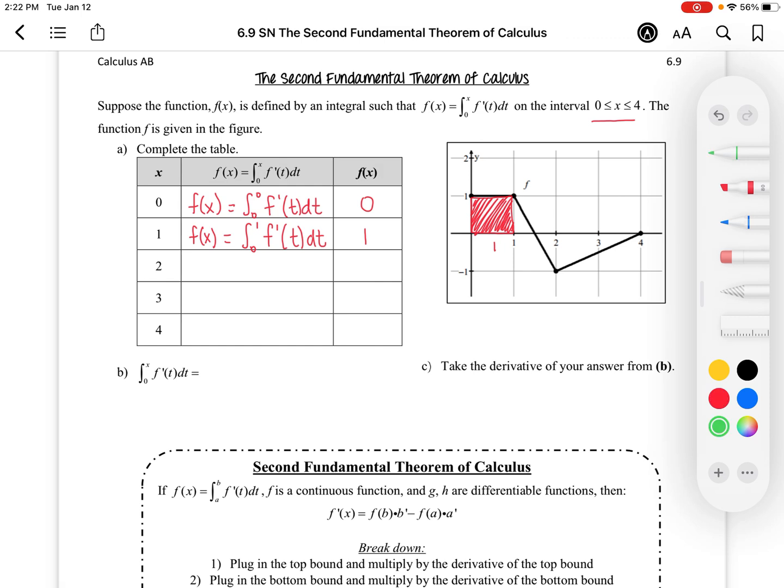So the next one I'm looking at is F of x, and it's going to equal the integral from 0 to 2 of f prime of t dt. So this time when we're going from 0 to 2, it's going to be that red box. And we're also going to take into our area this triangle that's above the axis and this triangle that's below the axis. And you'll notice that these two triangles just cancel each other out. So my area here is still just going to be the area of 1 from that red box.